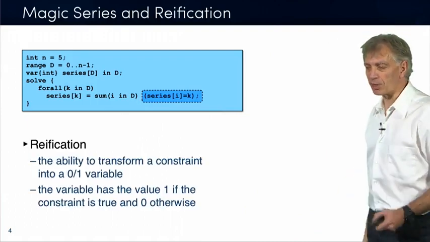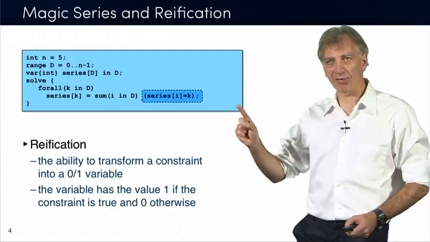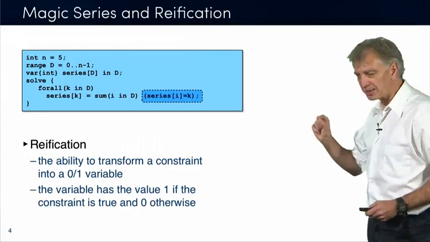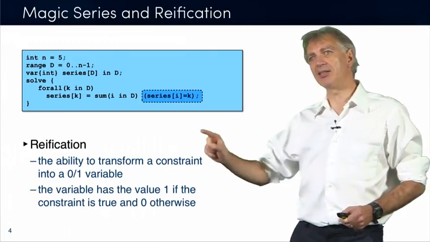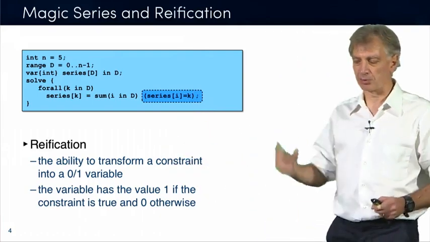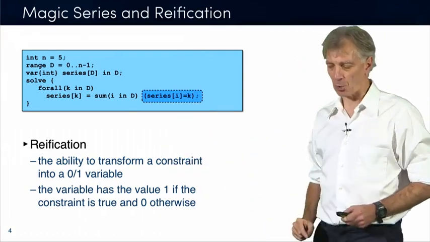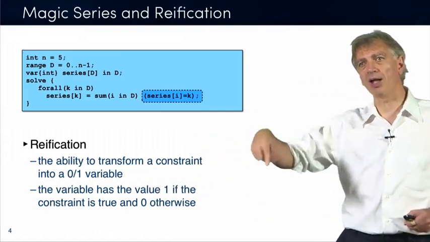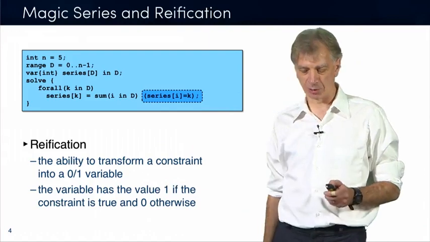So what you see here is what is called a reified constraint. It's a very, very useful concept, and it's basically the ability to transform a constraint into a 0, 1 value, into a 0 and 1 variable. And as I said before, the variable is going to get the value 1 if the constraint is true. It's going to get the value 0 otherwise.